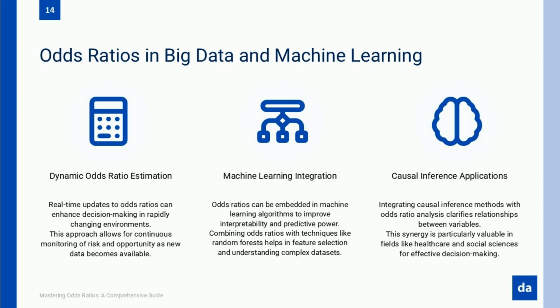Another innovative application is the use of odds ratios in explaining the decisions of complex AI systems. As machine learning models are increasingly used in high-stakes decisions like medical diagnoses or credit approvals, there's a growing need to understand and justify their outputs. By calculating odds ratios for the key features influencing a model's decision, data scientists can provide stakeholders with a familiar and interpretable measure of impact, even when the underlying algorithm is highly complex.